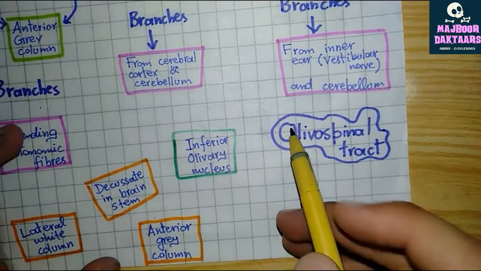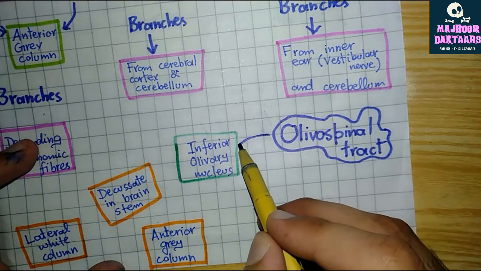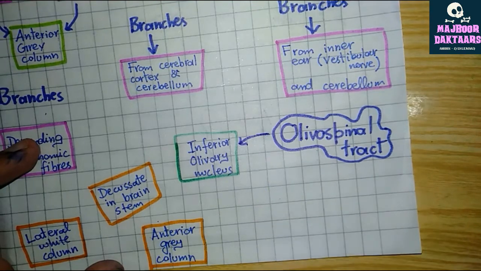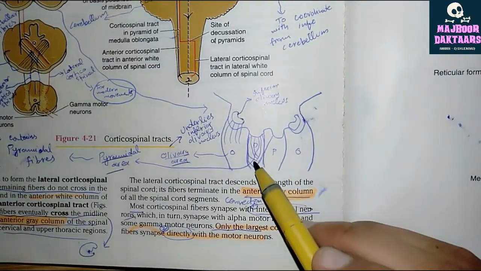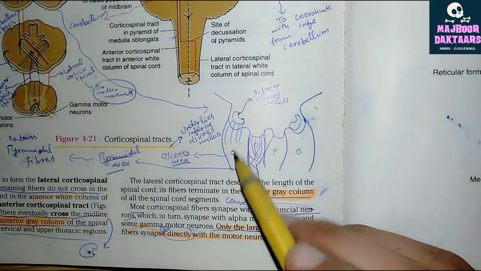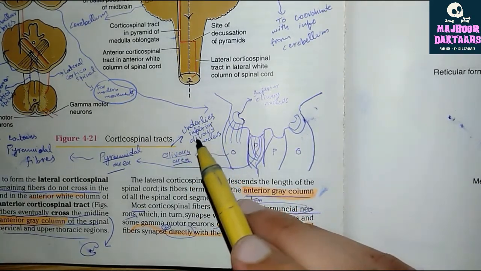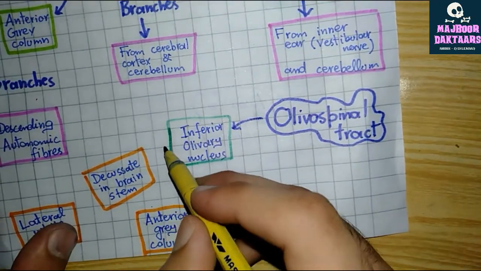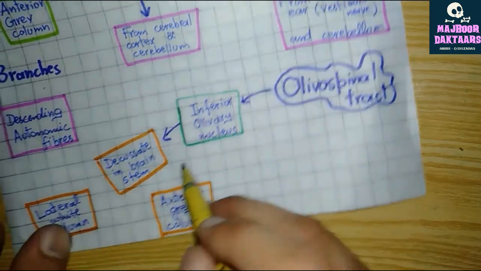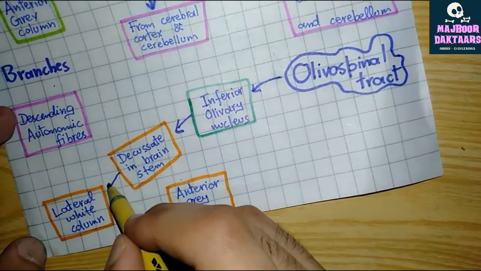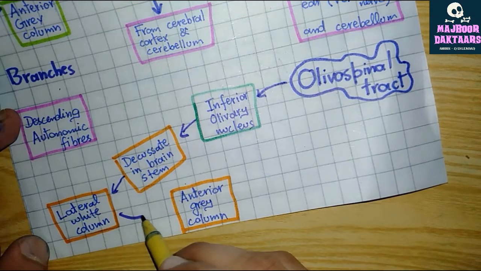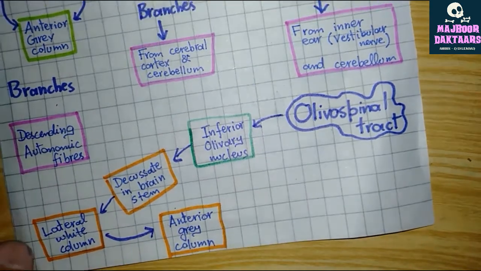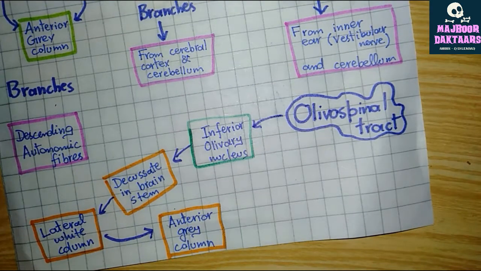Now the olivospinal tract. The olivospinal tract arises from the inferior olivary nucleus. As I've explained, the medulla has a pyramidal portion and an olivary portion, and the olivary portion swelling is formed by the underlying inferior olivary nucleus. So from this inferior olivary nucleus, fibers arise and decussate in the brain stem. Then they descend down in the lateral white column, and from the lateral white column they move to the anterior gray column, where they synapse with the interneurons, and those interneurons further synapse with the lower motor neuron.